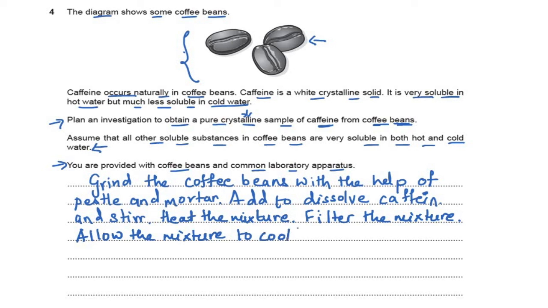Now the reason is that, as it's already written, the other soluble substances in the coffee beans are very much soluble in both hot and cold water, but the caffeine is soluble only in hot water. So what is going to happen is that on cooling the mixture, the caffeine will start crystallizing. So allow the mixture to cool. The crystals of caffeine will be visible. That is how we are going to obtain the crystals of caffeine.